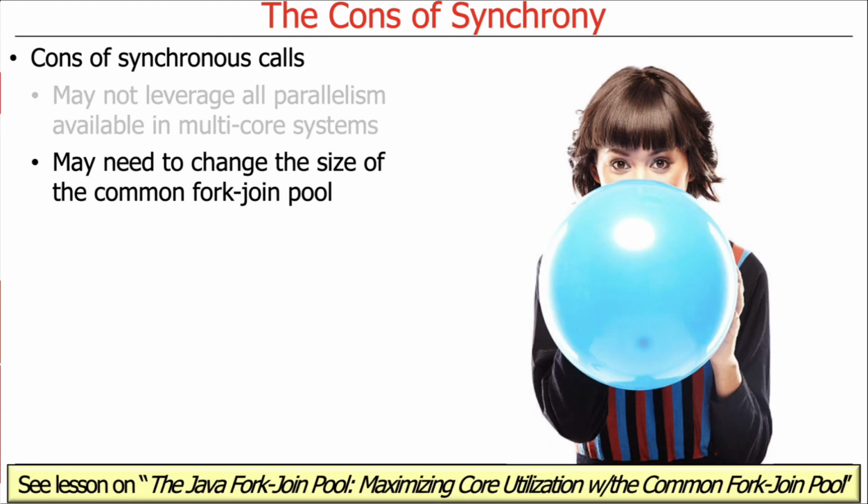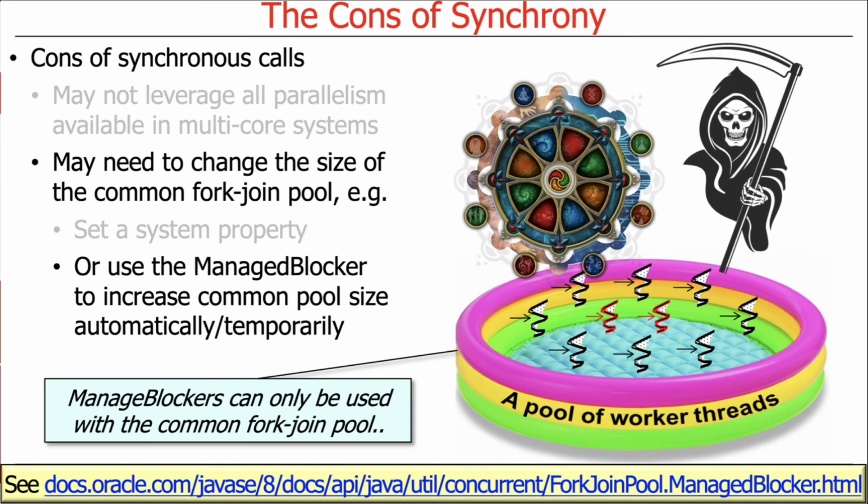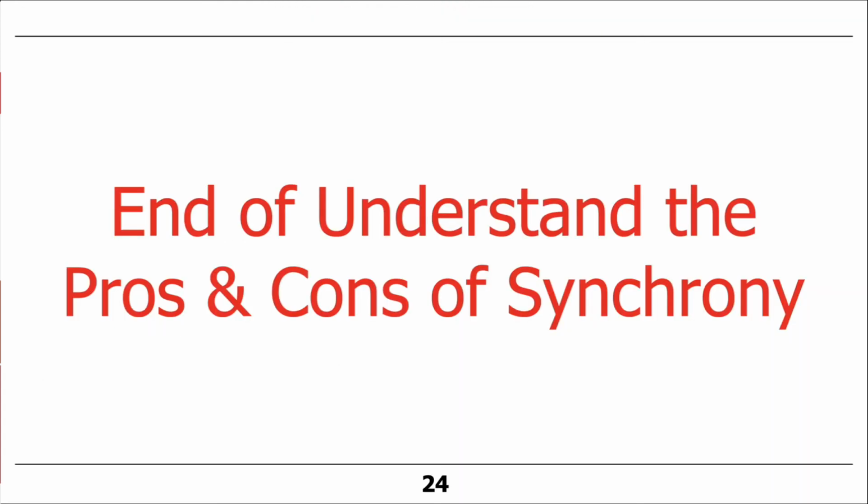So how do we change the size of the common fork join pool? We talked about that, selecting a property or using managed blockers to basically create new threads as needed and then terminate them when they're no longer needed. But both of those approaches are a little bit crufty and complicated, and many programmers aren't familiar with how they work, although if they took my courses, they would know because we cover them in great detail. So that's the end of the quick overview of the pros and cons of synchrony.